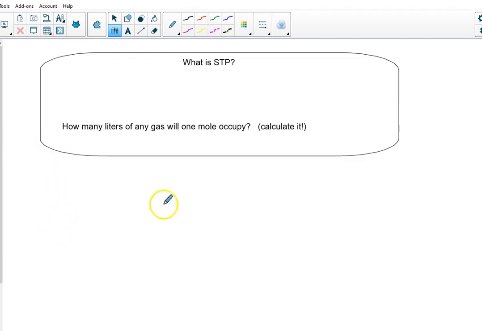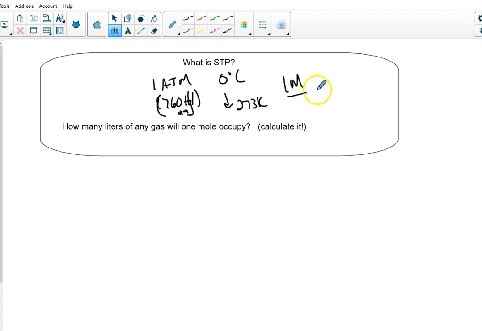Alright, what is STP? STP is 1 atmosphere, which is equivalent to 760 millimeters of Hg. And then it's 0 degrees Celsius, which is equivalent to 273 Kelvin. And also technically 1 molar, 1 mole if we're dealing with liquids and solutions. How many liters of gas will 1 mole occupy?